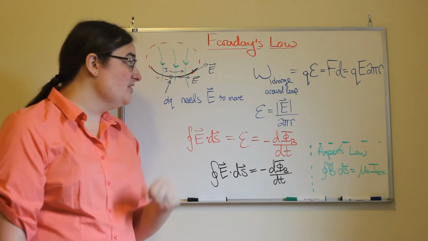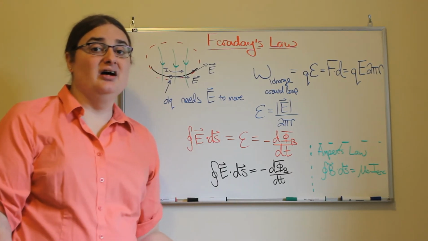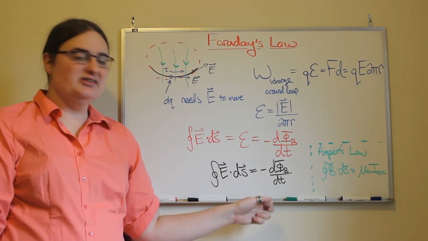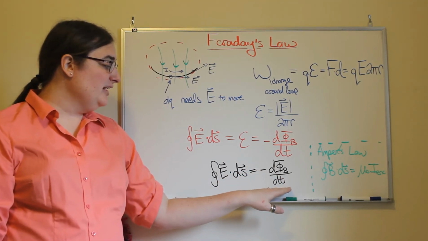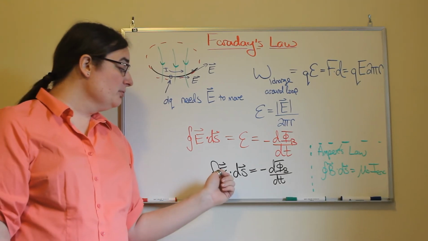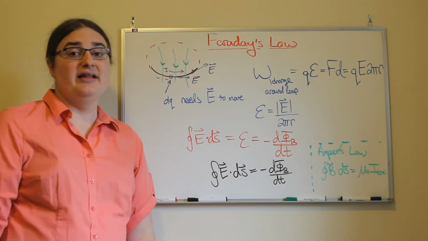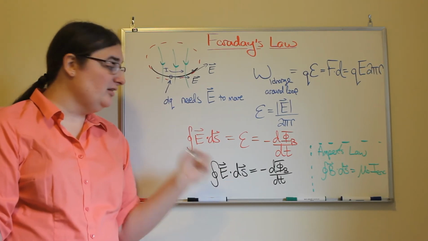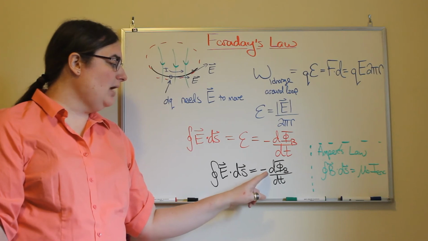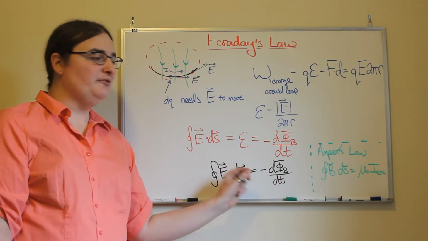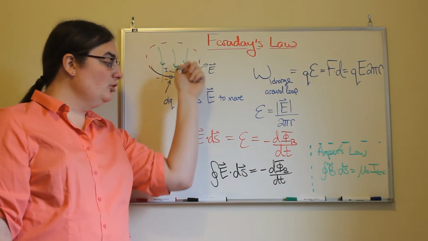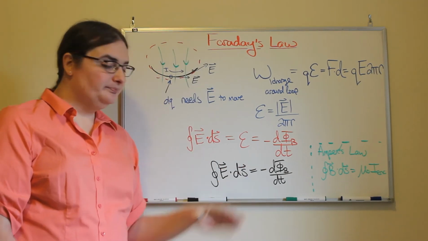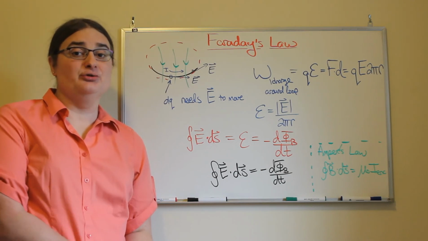And this brings us to the much more general form of Faraday's law, which states that if you have any changing magnetic flux with respect to time, it produces a circulating electric field. And the circulation of the electric field around any closed loop is equal to minus the change in magnetic flux of the loop created by that path.